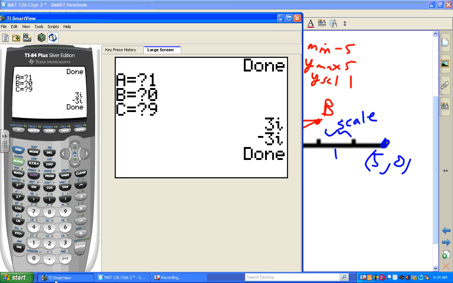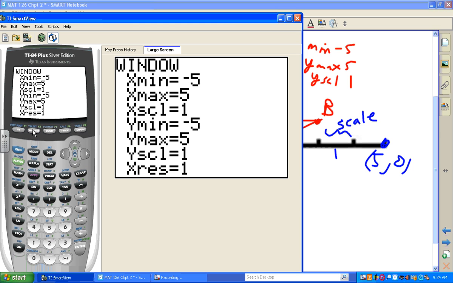Go to your calculator. Anything graphing related is the top 5 buttons. You go to your window and you punch in -5, 5, 1, and there's your scale. Then you can do the same thing for the y minimum, -5, 5, and 1. Do not change X resolution. Mine's set at 1. I'll leave it at 1. You can change it when you get to more advanced graphing, but leave it alone.